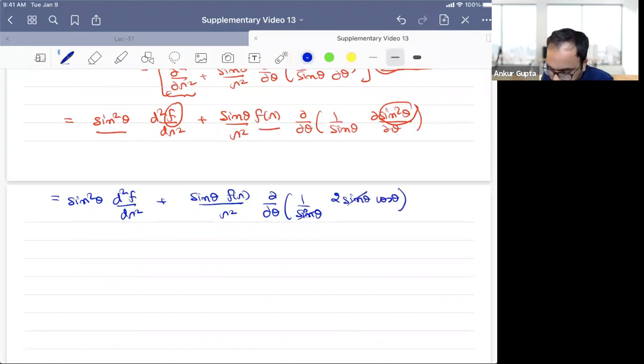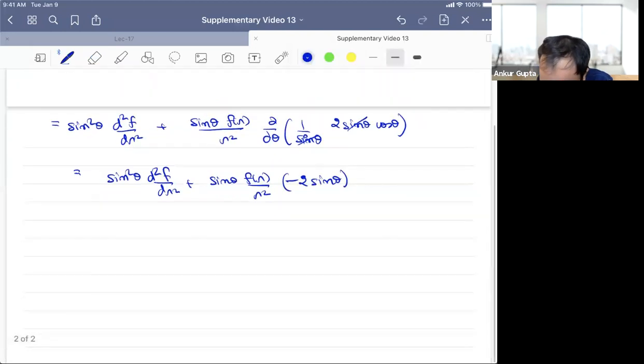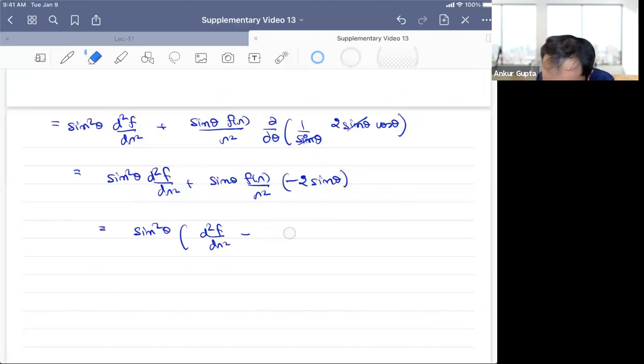The sin θ cancels, and we get sin² θ d²f/dr² plus sin θ f(r)/r² times the derivative of 2 cos θ. The derivative of cos θ is minus sin θ, so this becomes minus 2 sin θ. Finally we get sin² θ (d²f/dr² minus 2f/r²).